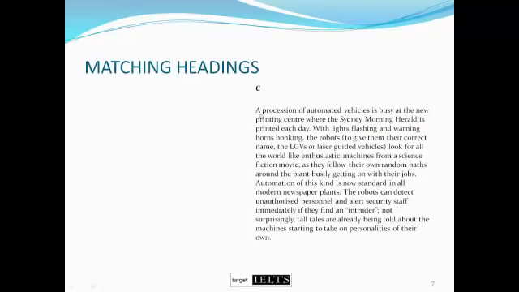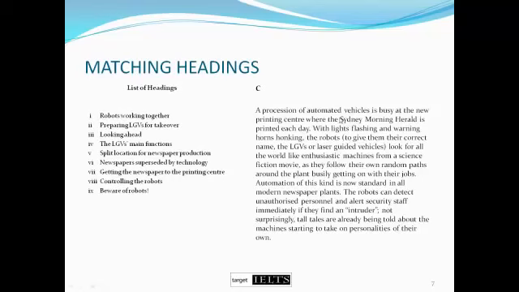The next paragraph, we have: a procession of automated vehicles is busy at the new printing center where the Sydney Morning Herald Sun is printed each day. With lights flashing and warning horns honking, the robots, to give them their correct name, the LGVs or laser guided vehicles, look for all the world like enthusiastic machines from a science fiction movie as they move on their own random paths around the plant, busily getting on with their jobs.